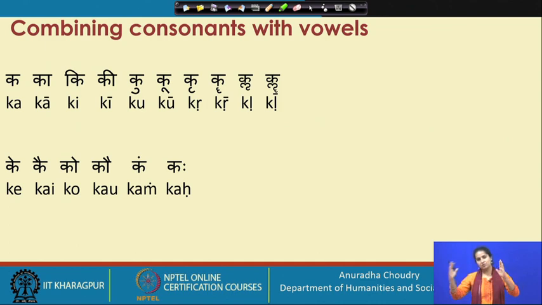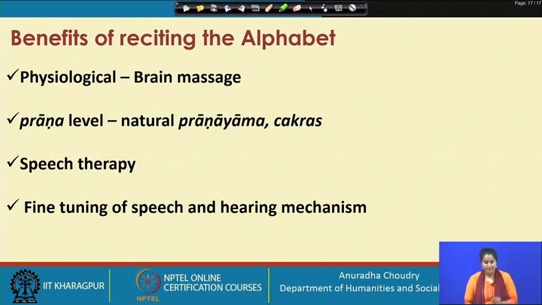So can you imagine the 3 levels of correspondences that we have seen thus far? There is the sound of the word, there is the written representation of the word, and there is the experience of that sound and the written word. So therefore there is a certain transparency in all these levels of representation of the very foundations of the Sanskrit language. Now, some of the benefits of reciting the alphabet.